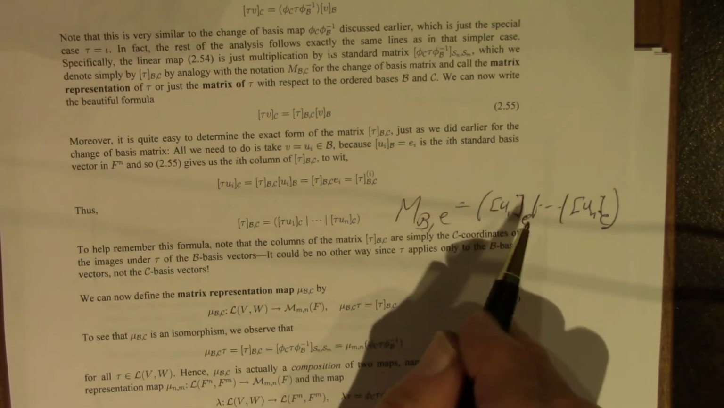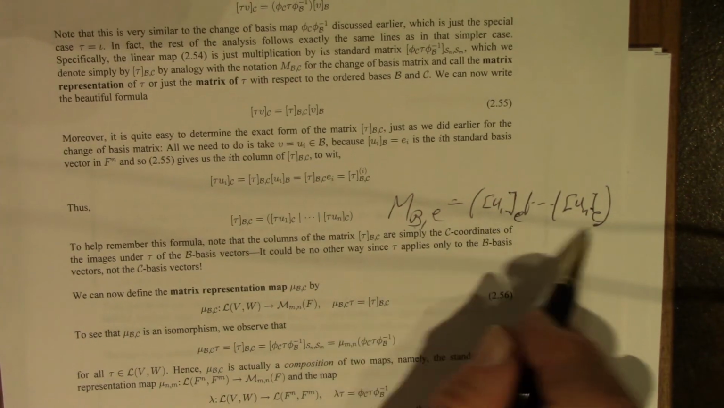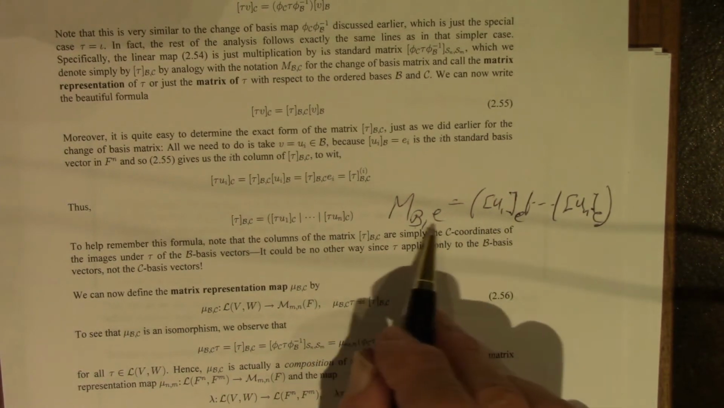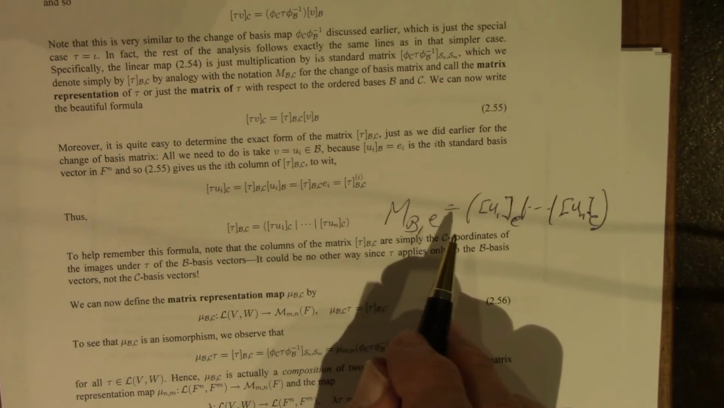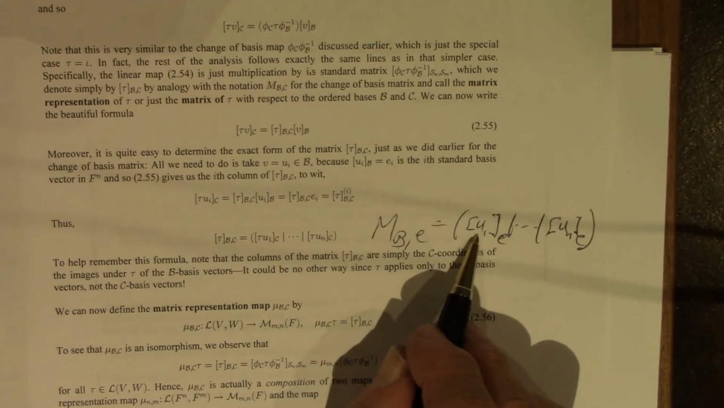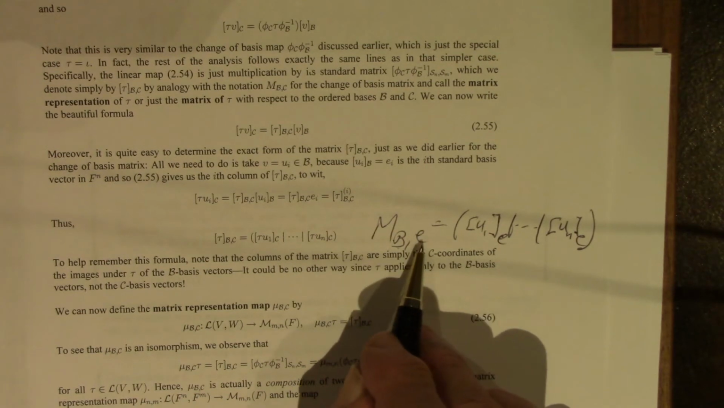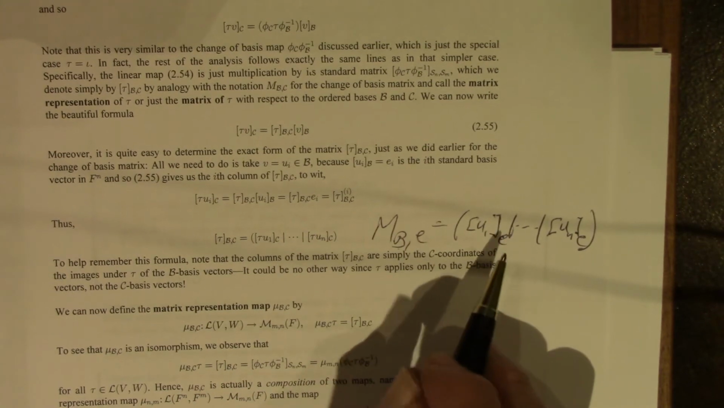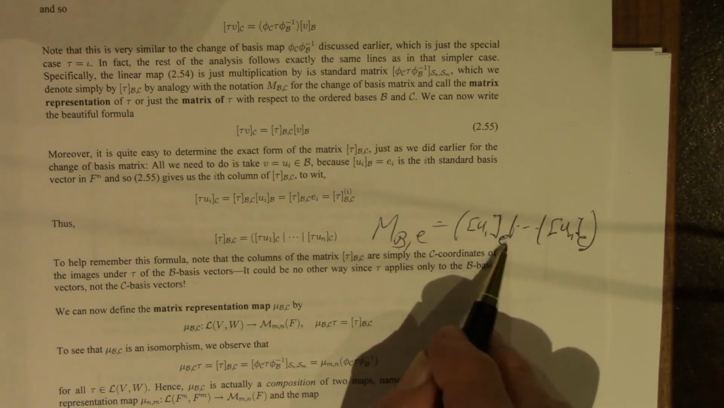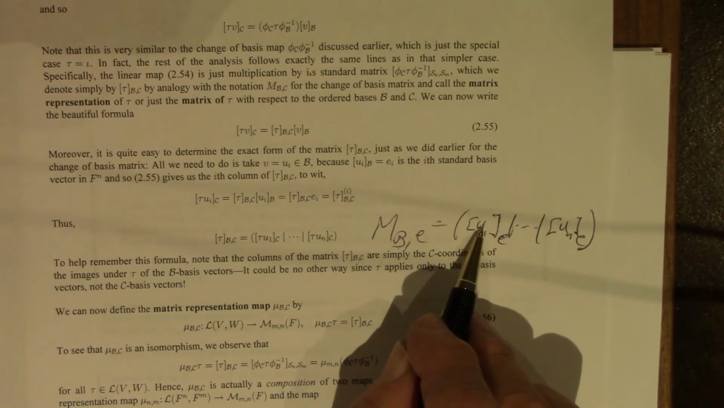In this case, a way to remember this formula for the change of basis matrix is to think of the B matrix as the old matrix and the C matrix as the new matrix. So the columns here are the new coordinates of the old basis vectors.